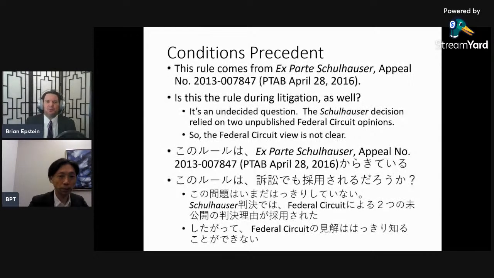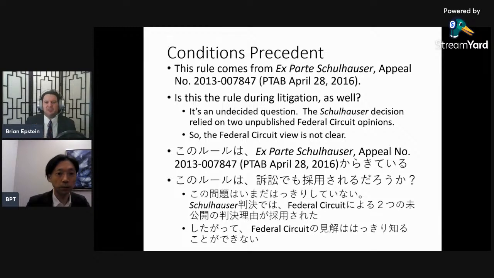And so this rule comes from this case called Ex parte Schulhauser from 2016. And again, when I started the first slide, I said that this is the law at the USPTO under broadest reasonable interpretation. So is this the rule during litigation as well? It's kind of an undecided question, as far as I could tell.